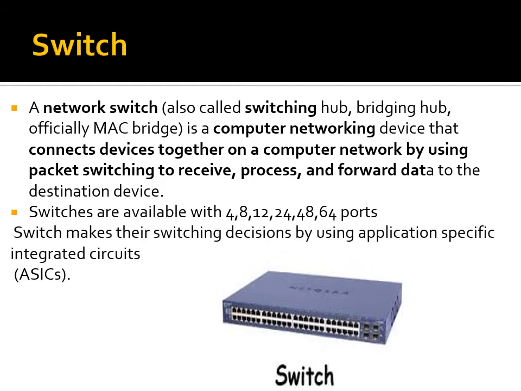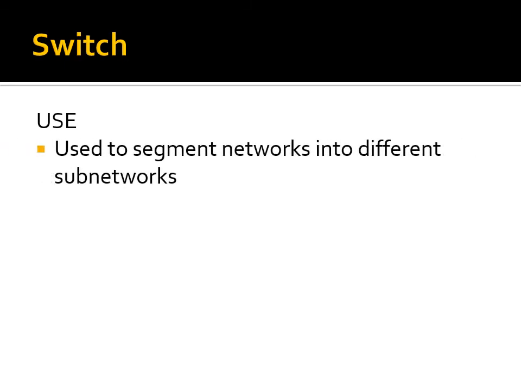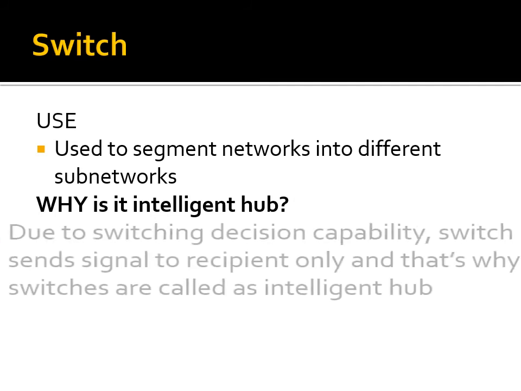A switch uses a specific circuit for switching decisions, and transfers the data using that circuit, the ASIC, that is, application specific integrated circuit. It is used to segment the network into different subnetworks. From one network to another, it will be passed.